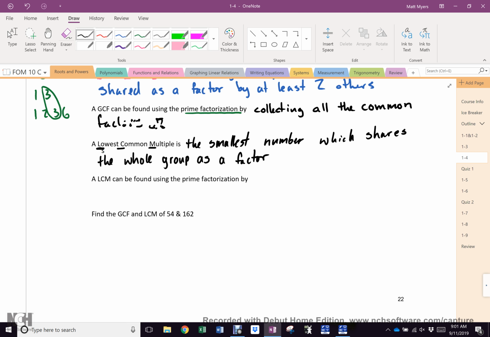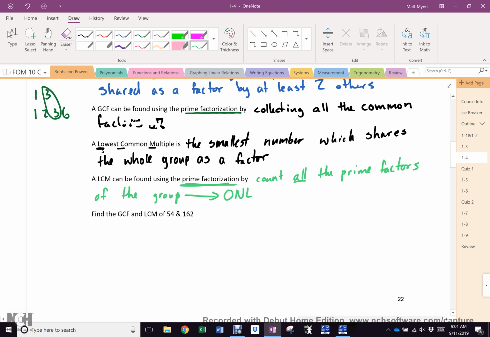Okay? You can find an LCM by using prime factorization again. And to do that, you must count all the prime factors of the group. But there's a rule here. Only once. What? You're going to see what I mean right now. Let's do both of these.